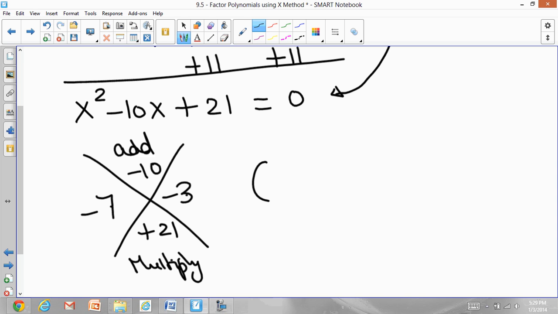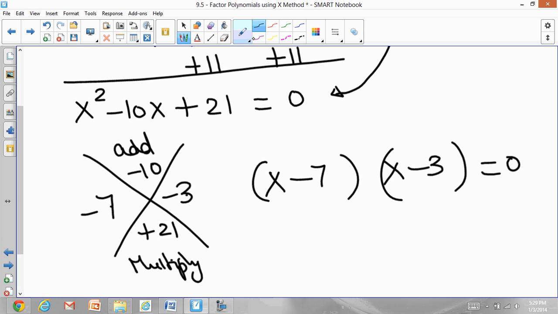So let's write the factors. Using the variable x, which is given in the question, I'm getting x minus 7 and x minus 3. Set it equal to 0. So once again, you need to watch what I'm doing. So negative 7 and negative 3 is what is coming here. x minus 7, x minus 3.